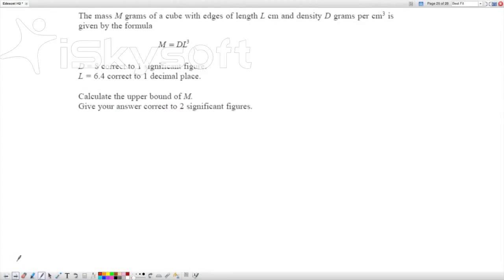Our next question is about bounds. We're given a formula here, M equals D multiplied by L to the power 3. Our first value for D is 8, correct to one significant figure. The lower bound, therefore, is 7.5, and the upper bound, 8.5. We have the value here for L, 6.4 to 1 decimal place. Upper, 6.45, lower, 6.35.